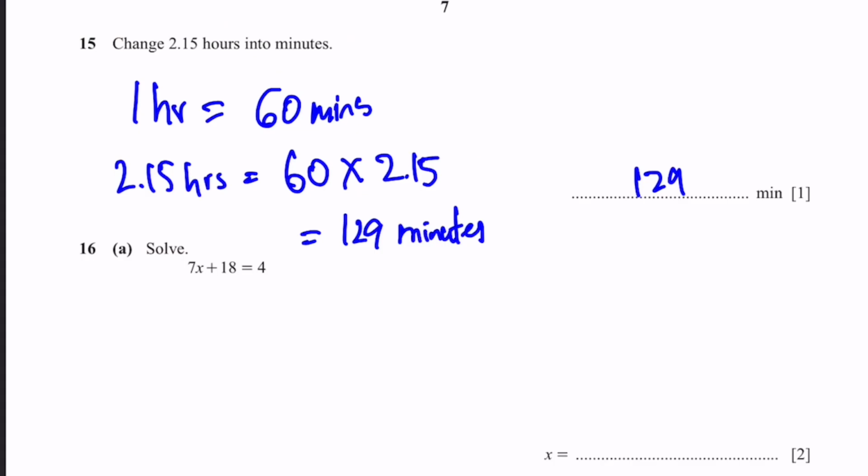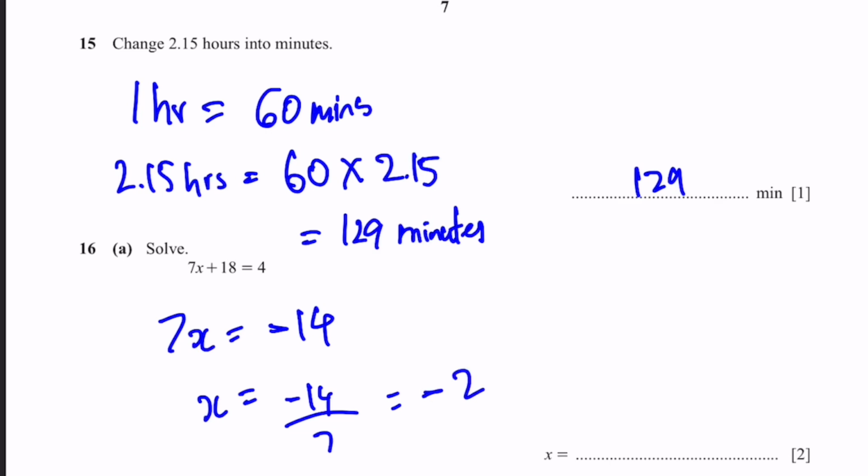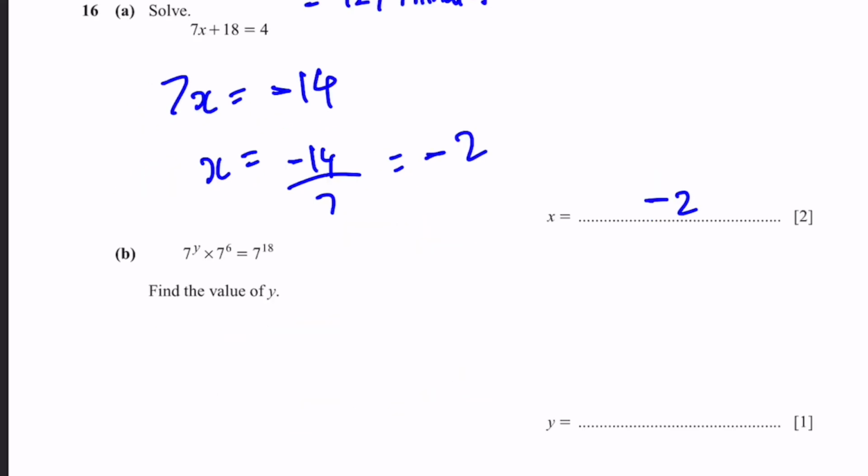Solve 7x plus 18 equals 4. So 7x plus 18 equals 4. 7x equals 4 minus 18, which is -14. X equals -14 by 7, which is equal to -2. That's the answer. B, 7 to the power of y multiplied by 7 to the power of 6 equals 7 to the power of 18. Find the value of y.